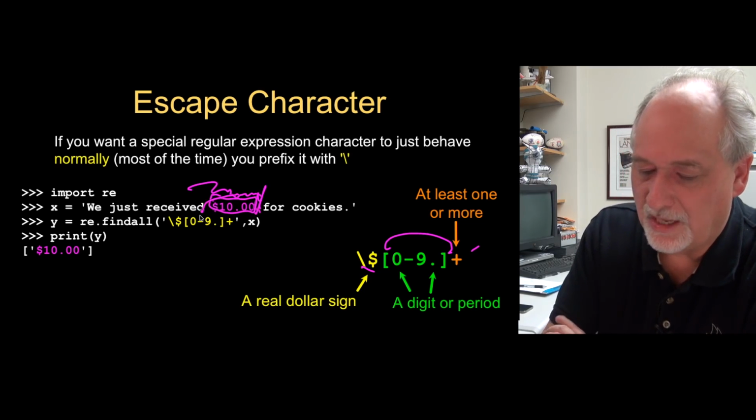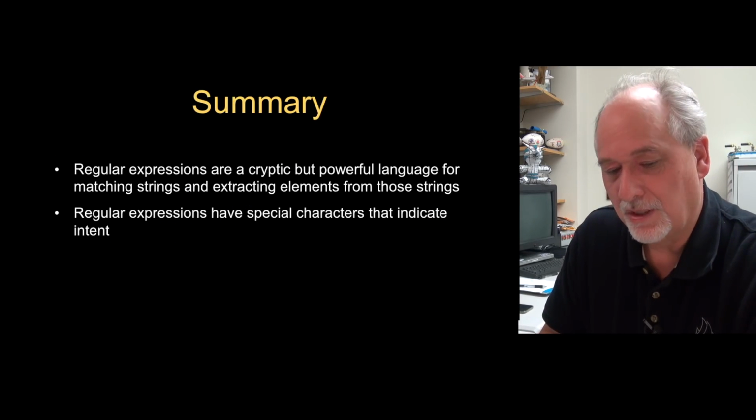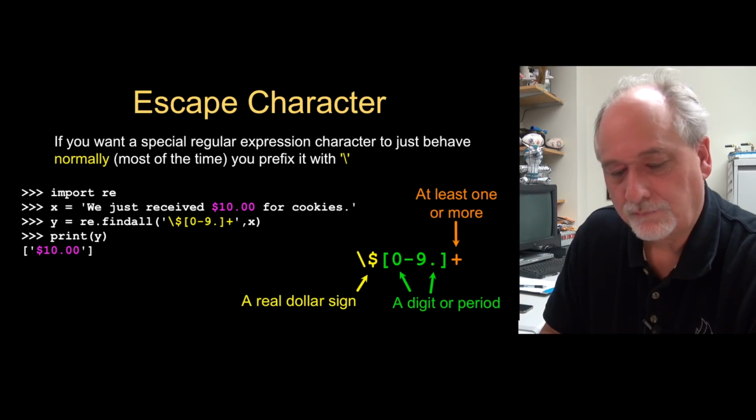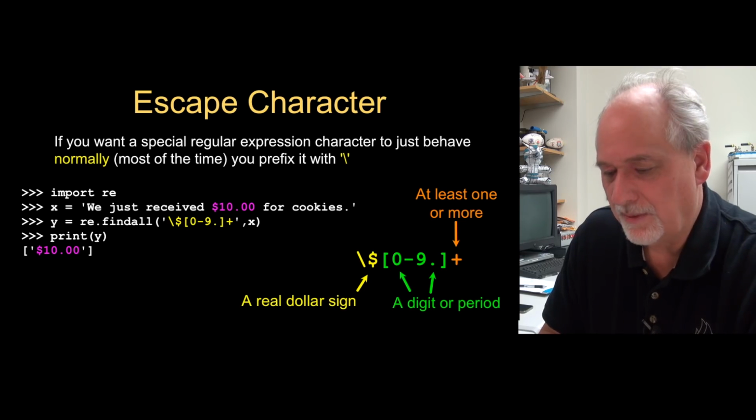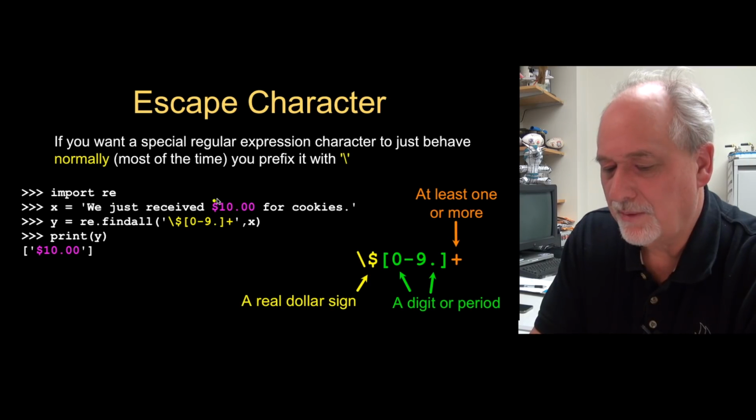So that's kind of why greedy has to be the default, because otherwise, if it wasn't doing greedy matching, oops, come back. If it wasn't doing greedy matching, it would stop here, because it would find a $ sign. Non-greedy would find a $ sign and one character, and then it would give us $1 rather than $10.